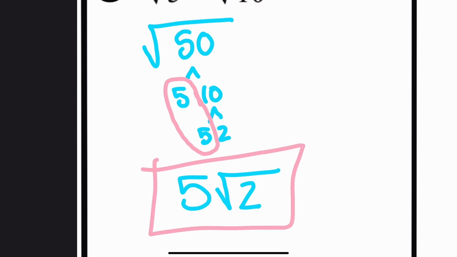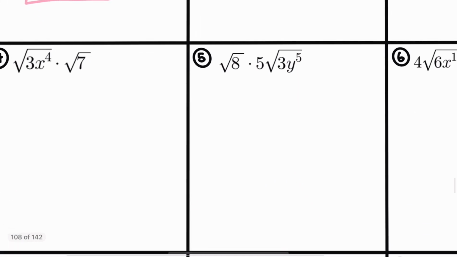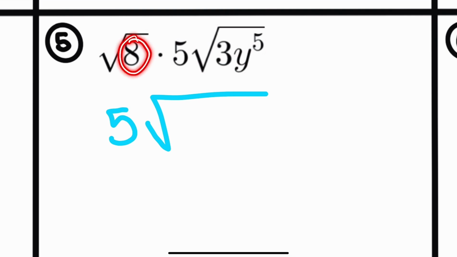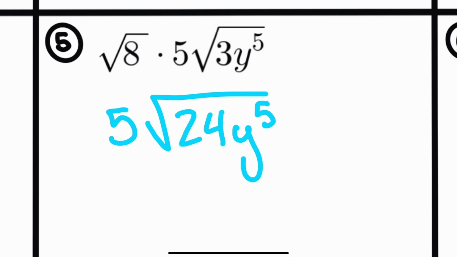Let's try another one. Let's do number 5. Number 5 looks a little bit different. It does have some outside numbers here. It looks like it just has a 5 on the outside. So if that's the only thing there, I'm just going to keep that out there. Inside, I'm going to need to multiply my inside numbers, which are 8 and 3. And then we're just going to keep that y inside as well. We don't need to move that anywhere.